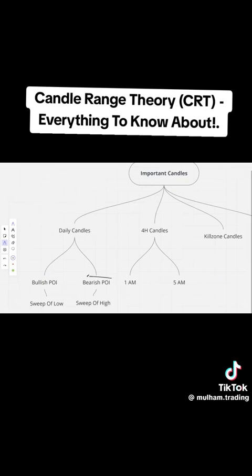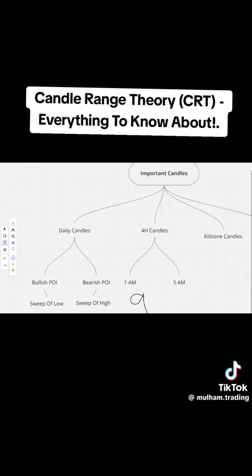In a bearish POI, on the other hand, what we're going to look for is a sweep of a high. Now, the same logic we can apply on 4-hour candles, and we want to look for 4-hour candles that are important. And what are they? The 1 a.m. candle, the sweep of the higher low, that is going to be very major, and also the 5 a.m. And why? Because those are in kill zone. So you see kill zone candles, but on the 4-hour, those are the kill zone candles.